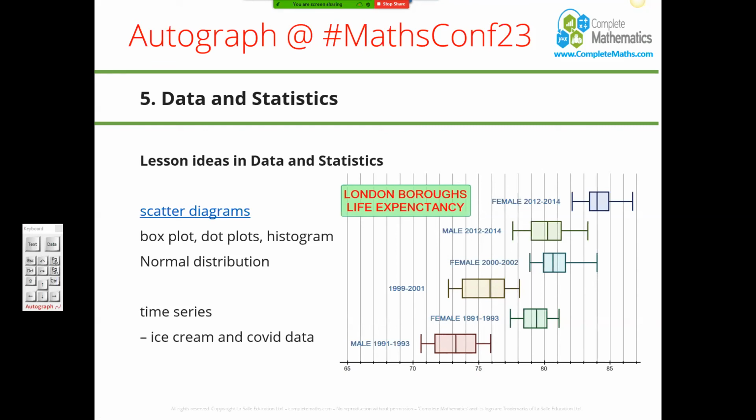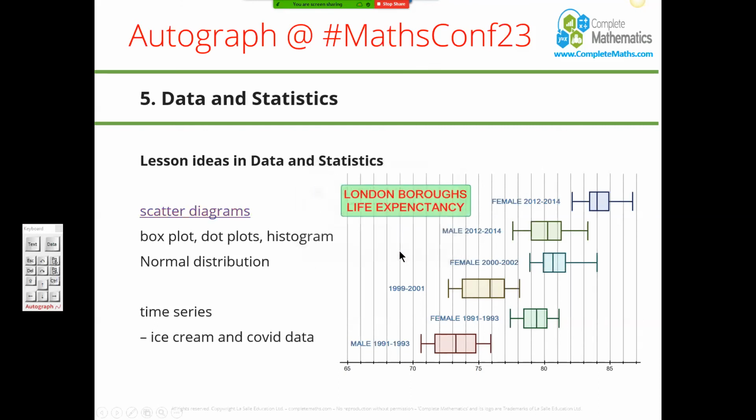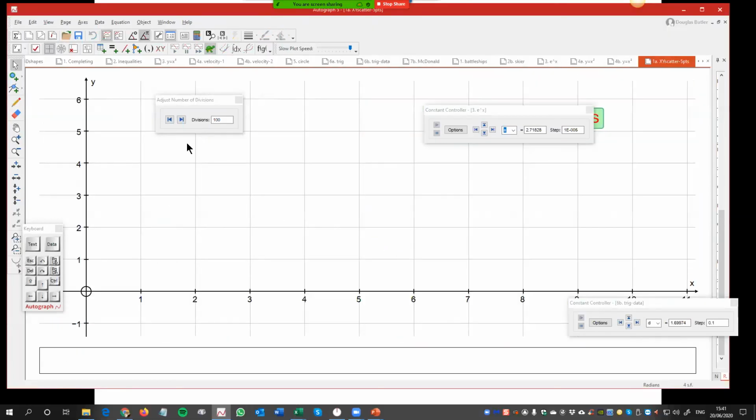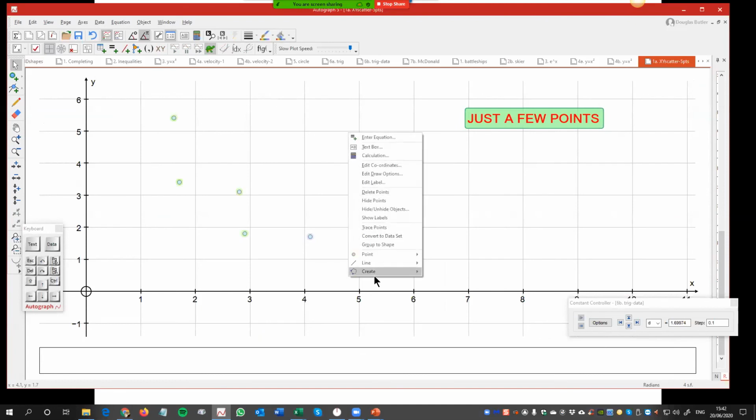Okay, so first of all, I'd just like to do something really simple, and the simpler the better in lots of ways. Scatter diagrams, that's what I'm trying to do. I've just basically got a page set up here, just a few points, because I think you can make some points. This is X and Y, so I'm just going to do 1, 2, 3, 4, 5 points and select them.